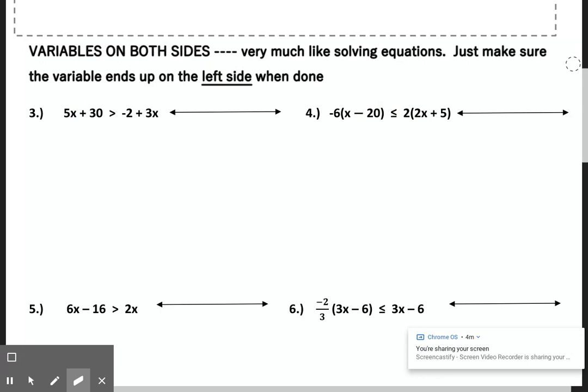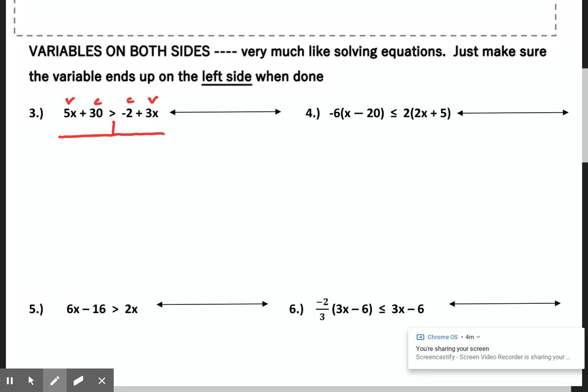Now we're going to deal with variables on both sides. So it's very much like solving equations. Just make sure the variable ends up on the left side when done. It just makes it easier when graphing on a number line. So on number 3, we've got 5x plus 30. So this is a variable term, and that's a constant. And then over here on the right side of the equation, we've got -2, which is a constant, and 3x is a variable term. So we're balanced. So it really doesn't make any difference what you do. What I would suggest you do is to try to get your variables moved to the left first.